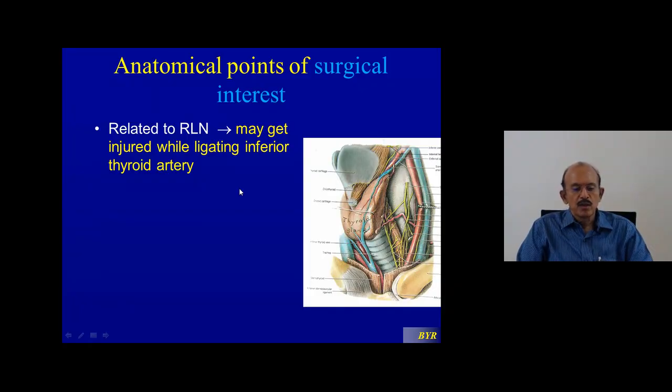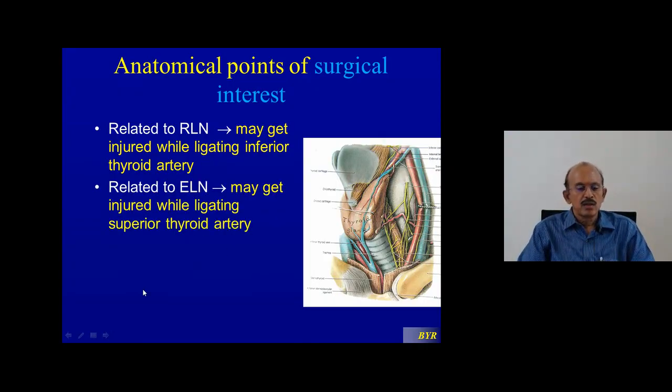Very good. It is Barrett's ligament, inferior pole of the thyroid gland, and inferior thyroid artery. Very good. Please remember, these 3 are important. Related to the external laryngeal nerve, it may get injured while ligating the superior thyroid artery.